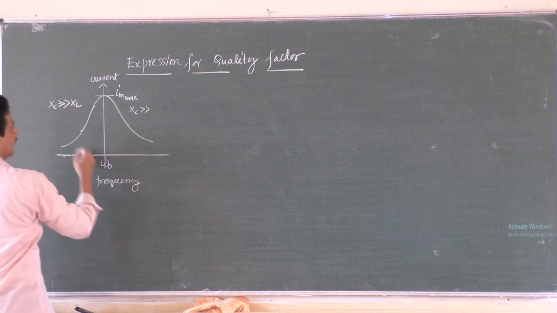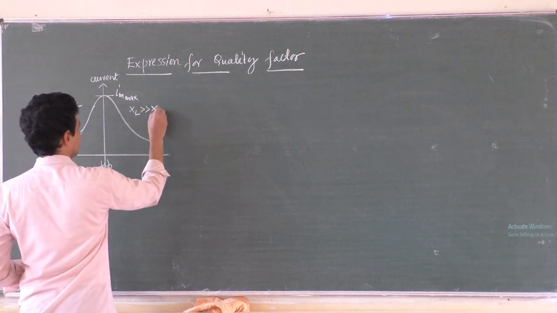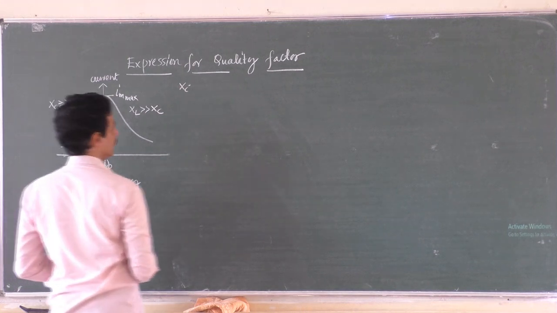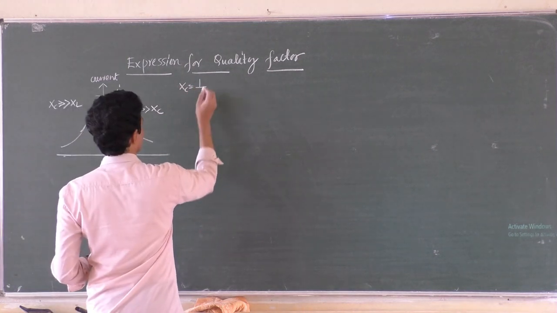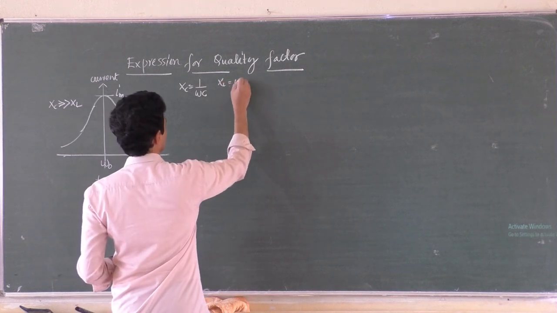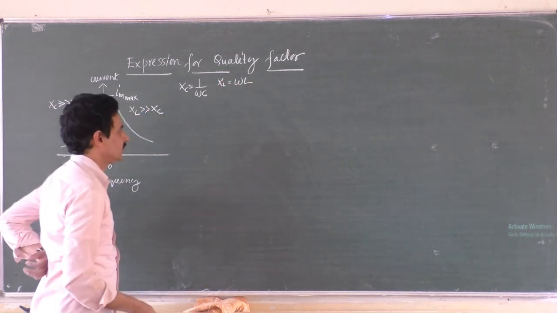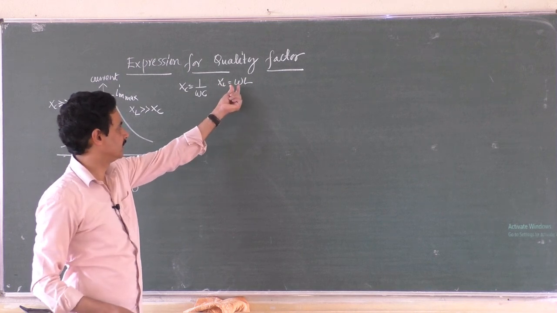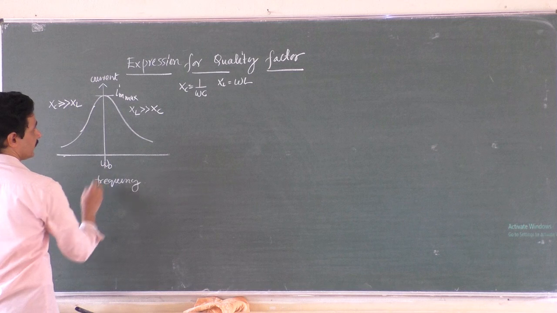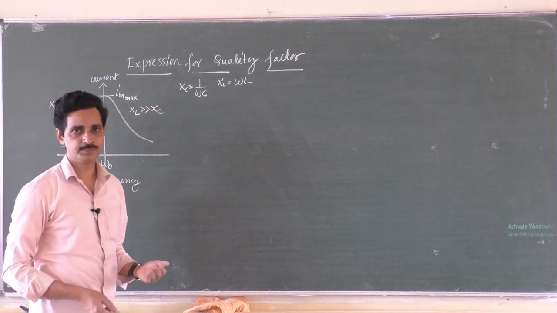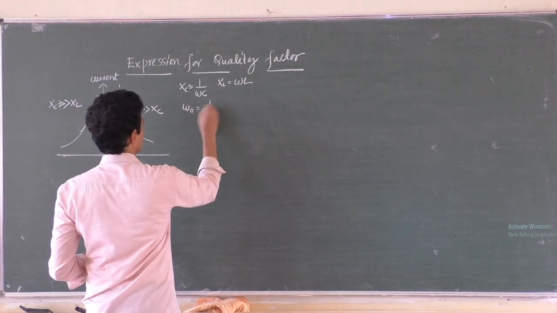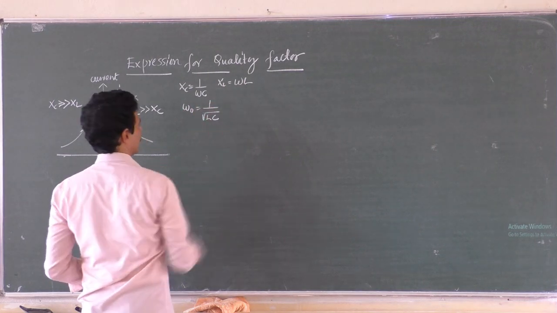And here XL is much greater than XC, because XC is equal to 1 by omega C, and XL is equal to omega L, 2 pi nu L. So frequency comes in the numerator for XL, directly proportional, and inversely proportional for XC. But at resonance frequency, XC and XL will be equal, and we get the resonant frequency omega naught equal to 1 by root LC, correct?